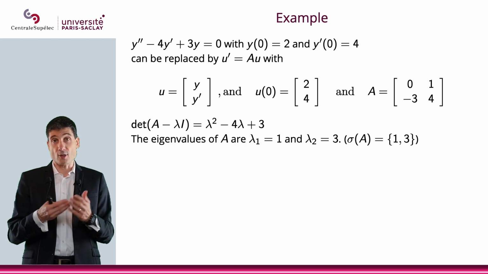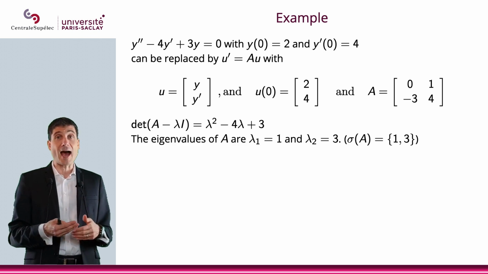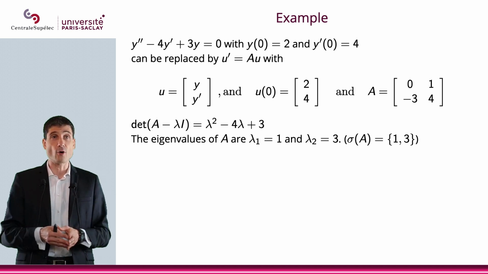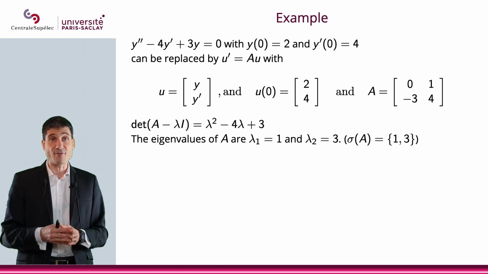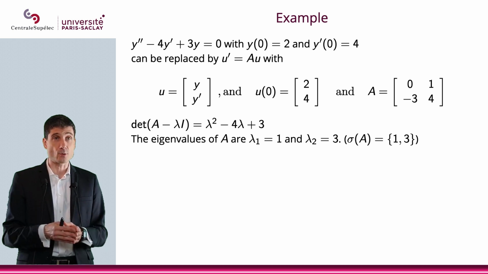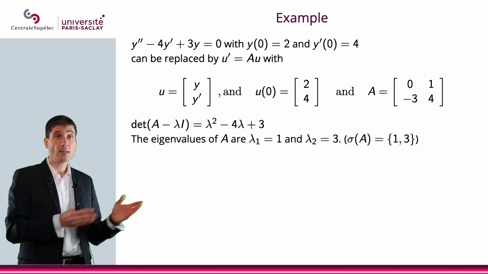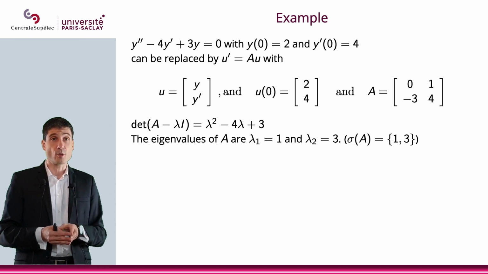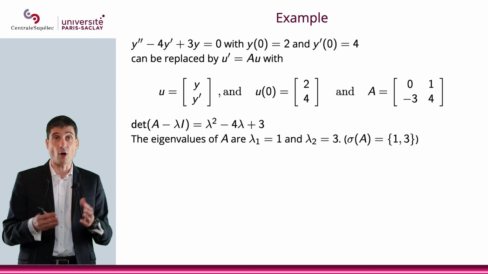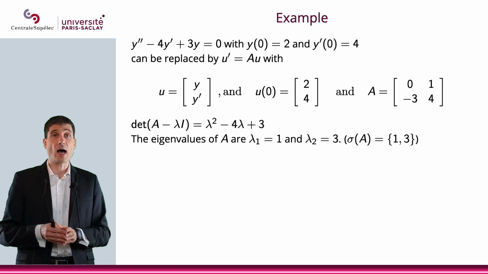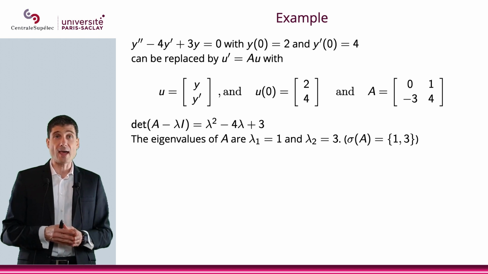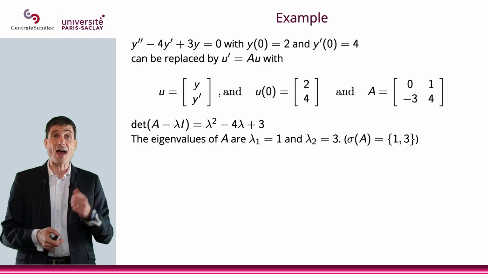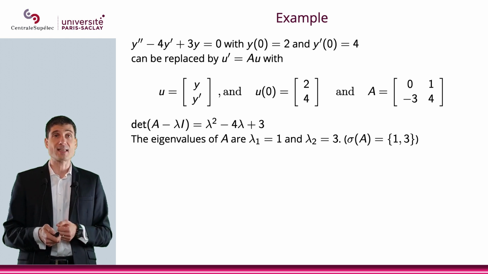Now, you want to find the eigenvalues of A, or basically you want to put A in Jordan form. So you want to compute the eigenvalues of A. You do this using the characteristic polynomial, and the solutions to the characteristic polynomial are 1 and 3. So here are your two eigenvalues. The spectrum of A, therefore, is {1, 3}. These are the two eigenvalues of matrix A.